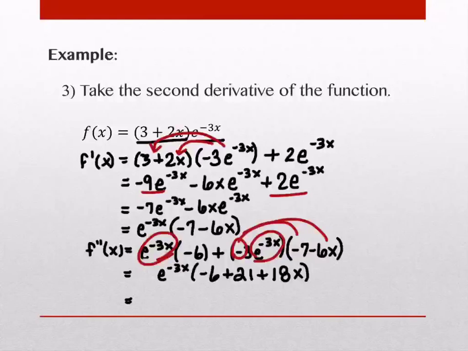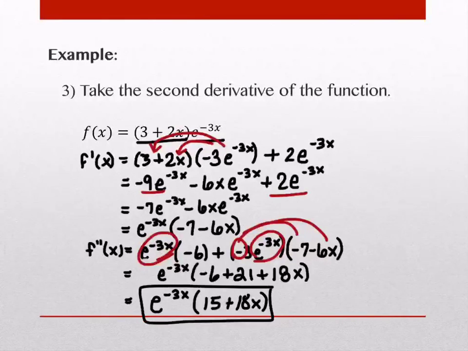You can do it in the other order, which is where I was headed before. So it's e to the negative 3x times what? 15 plus 18x. And that's actually the second derivative that we were looking for. If you wanted to, could you factor a number out of the 15 and the 18? Sure, you could pull the 3 out if you'd like to. I'm not going to worry with it, but we could.